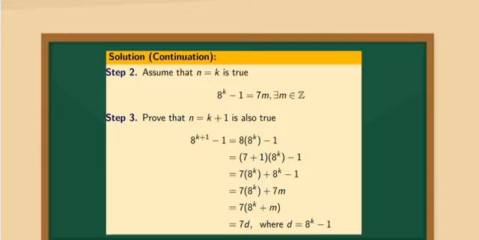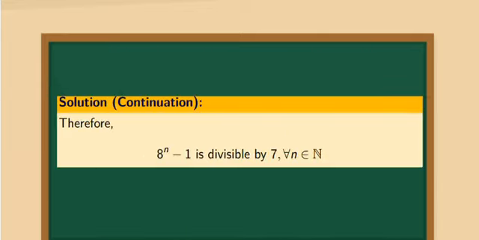We let d be our 8 raised to the power of k plus m, which we can write as 7d. Therefore, 8 raised to the power of n minus 1 is divisible by 7 for all n element of natural numbers.